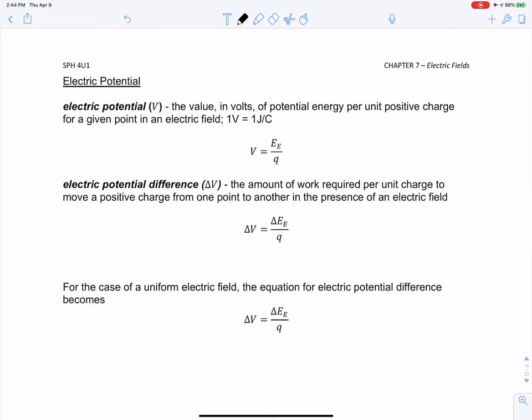Now let's take a look at the concept of electric potential. You studied this briefly in grade 9 and again in grade 11. Electric potential is the value in volts of the potential energy per unit of positive charge for a given point in an electric field. So the symbol for electric potential is V, and it's equal to the amount of electric potential energy per unit charge. So V is equal to E over Q.